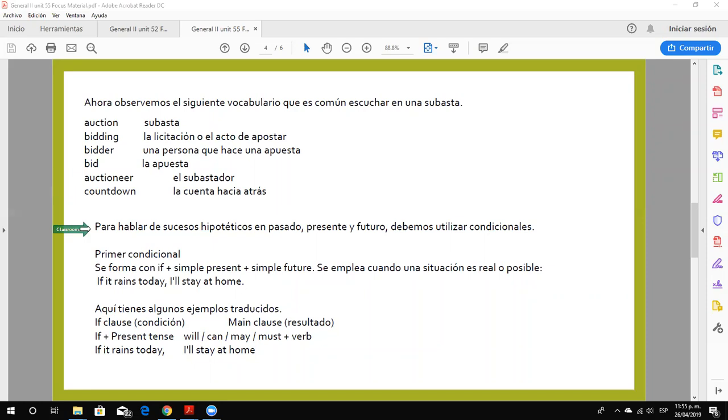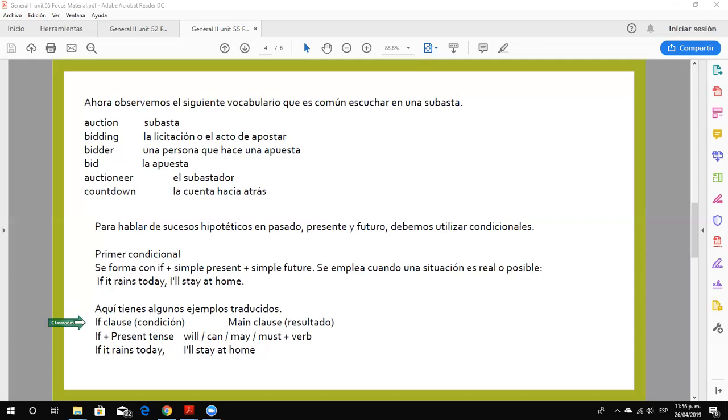For talking about hypothetical events in the past, present, and future, we must use conditionals. The first conditional, we are going to form it with if plus simple present plus simple future. It is used when a situation is real or possible. Example: if it rains today, I'll stay home. Here we have some other examples.